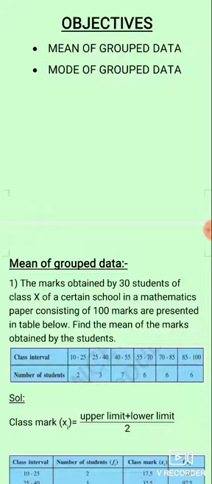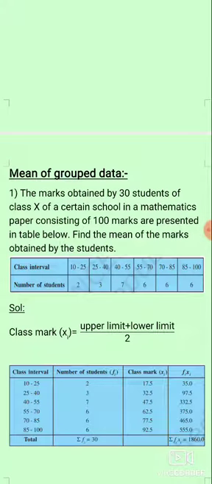Listen carefully. The number of students, 2, 3, 7, 6, 6, etc., are called the frequencies. First we need to find the midpoint of the class interval, which is called the class mark. How do we find the class mark? It is the upper limit plus the lower limit, divided by 2. Now in the next table, class intervals and frequencies are given. The class mark xi is equal to, for the first one, 10 plus 25 divided by 2.